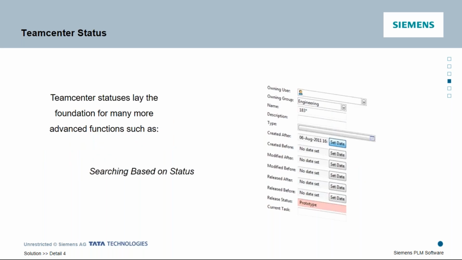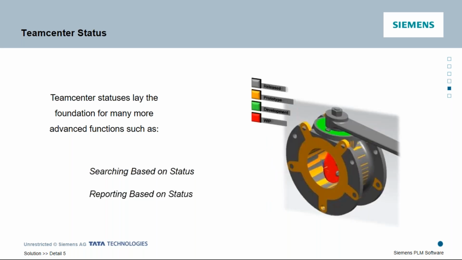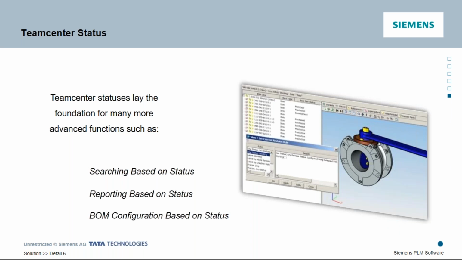The Teamcenter status forms the foundation for certain advanced capabilities like search, right? You can search based on the status. If you're interested only in a production part, you can search for production release status. If you're interested only in a prototype part, you can search for prototype, right? We can have some advanced reporting in CAD, visual reporting in CAD based on the status, which we will see again in the video.